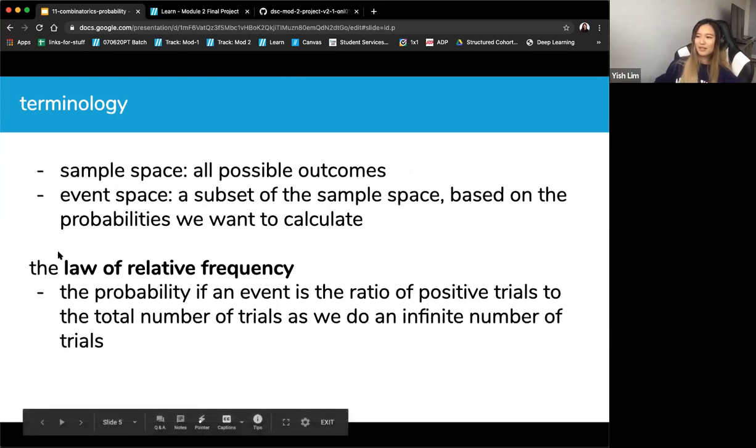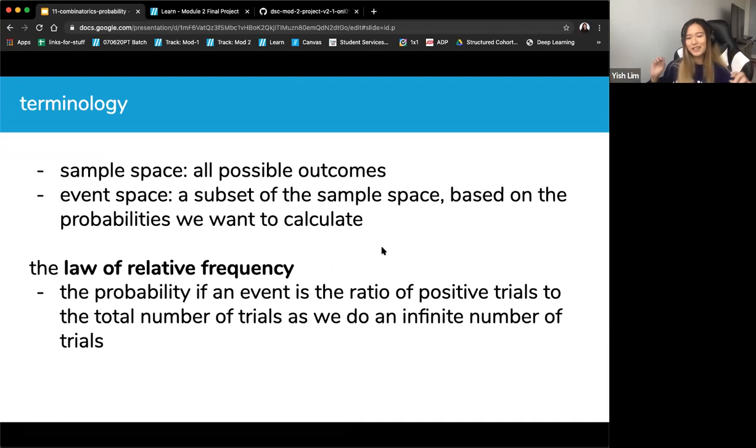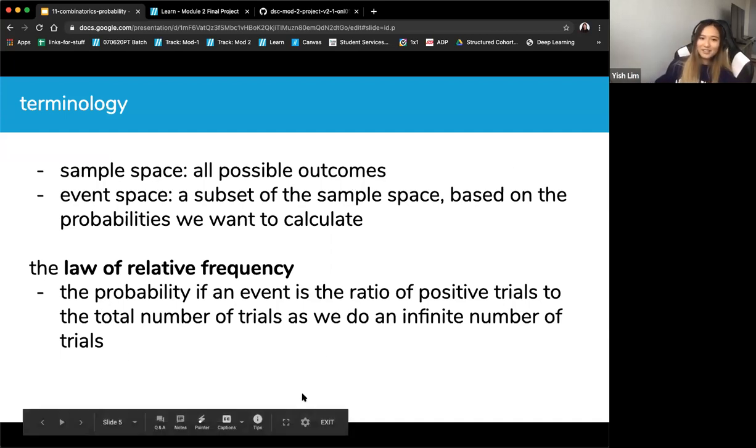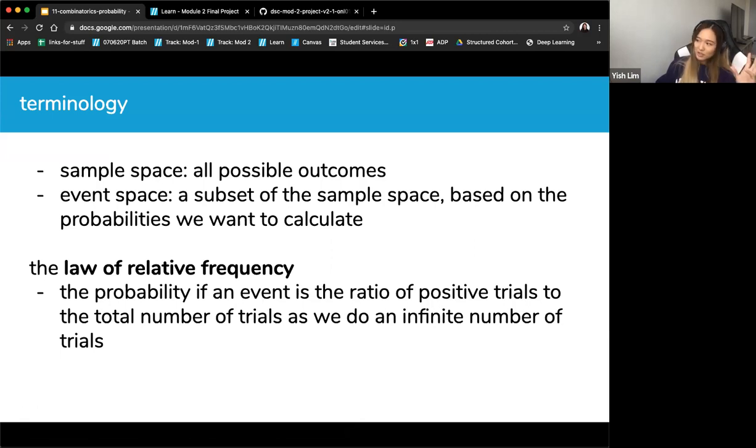There's also a definition that came up in one of the Learn labs, which is the law of relative frequency. This is when it gets a little bit philosophical and more conceptual. I'll read it first. The probability of an event is the ratio of positive trials to the total number of trials as we do an infinite number of trials.